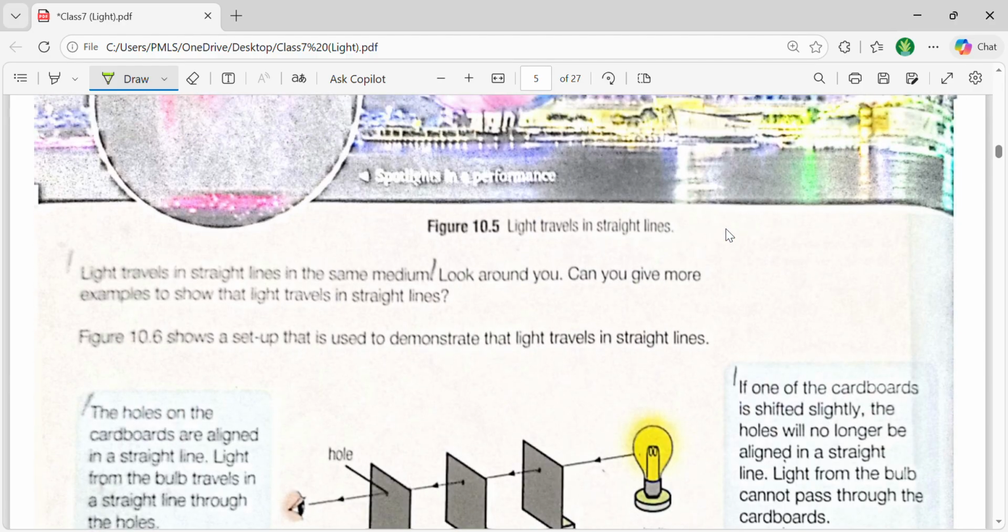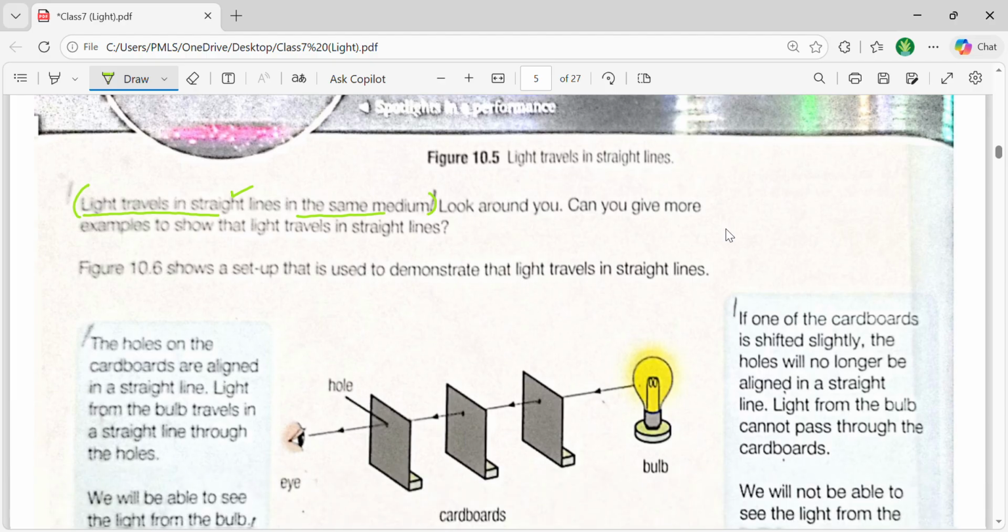Next part, they are asking you about how light travels. We discussed that it travels at a very high speed, so let's look at further detail on the form in which it actually travels. Basically, light travels in a straight line in the same medium. When it changes the medium, then obviously the direction changes.